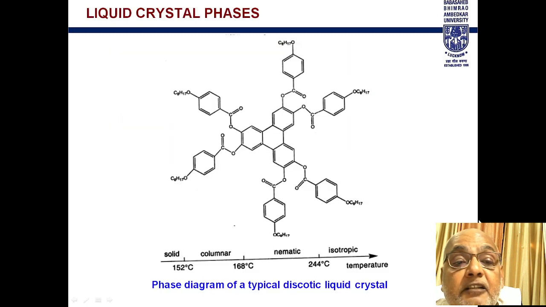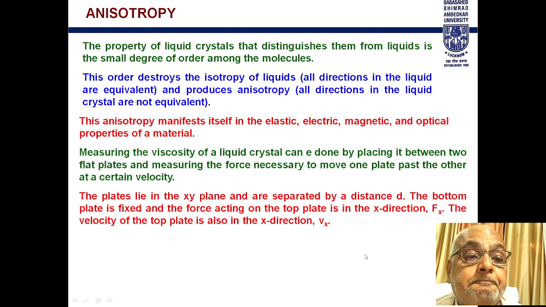This is a typical example of a discotic liquid crystal, whose phase diagram is: it is solid up to 152 degrees centigrade, and then up to 168 degrees centigrade it maintains the columnar phase, and then from 168 to 244 degrees centigrade it maintains the nematic phase and then goes to isotropic.